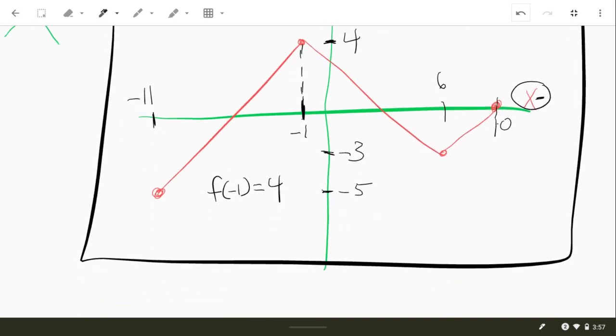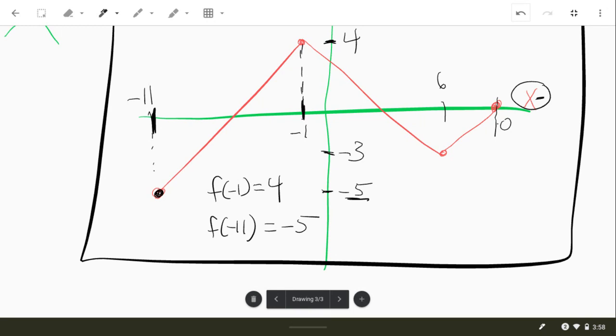If we were to look at f of -11, we're going to go further. Go -11 on x, which is right here. And then this time we're going to be following it down to where it is on that red graph. And we want to know that y value. Well, that y value there is this -5. So there you go. You got 2 of them already.